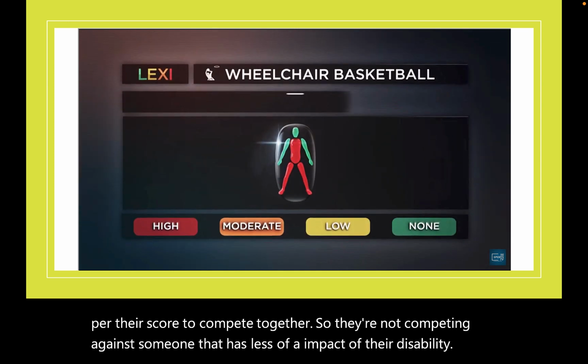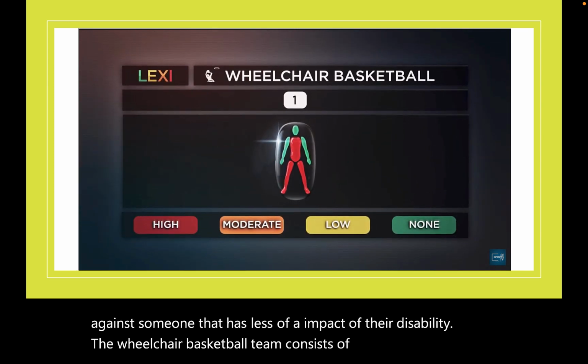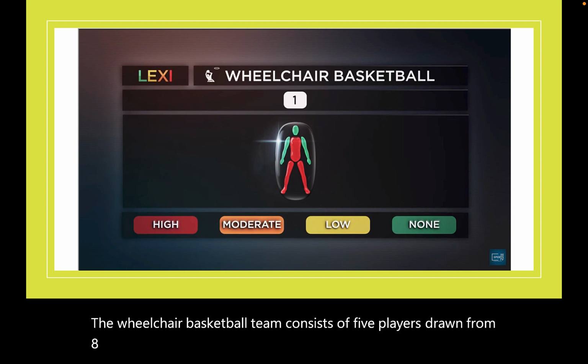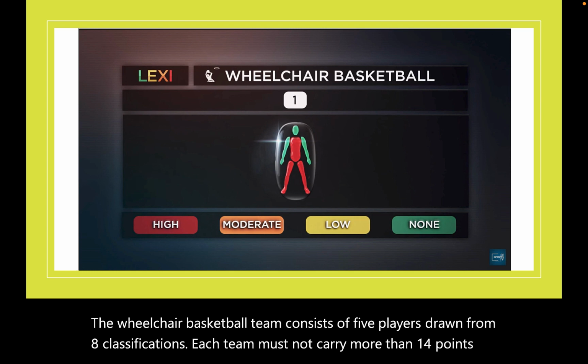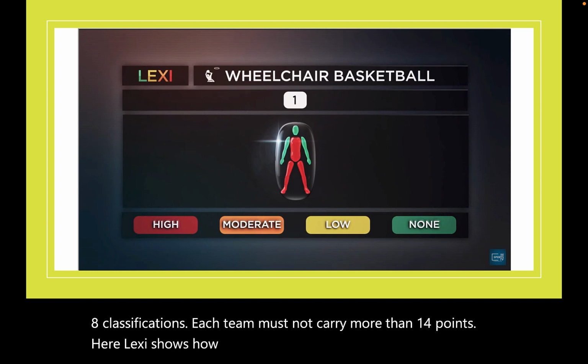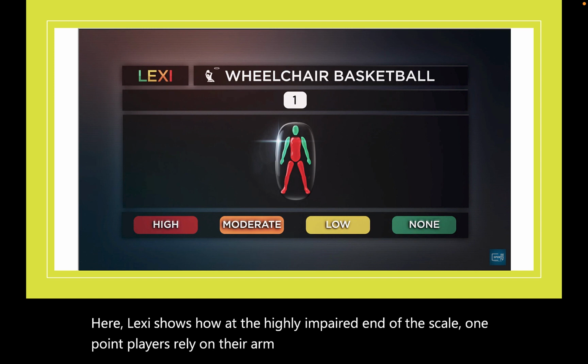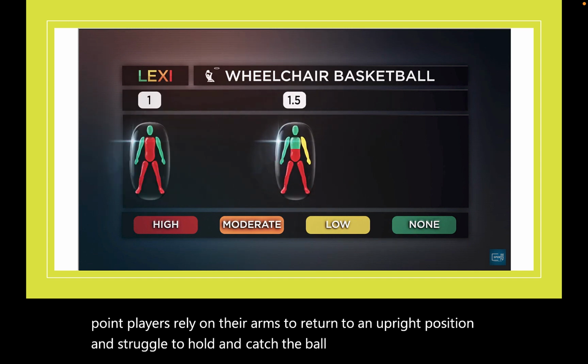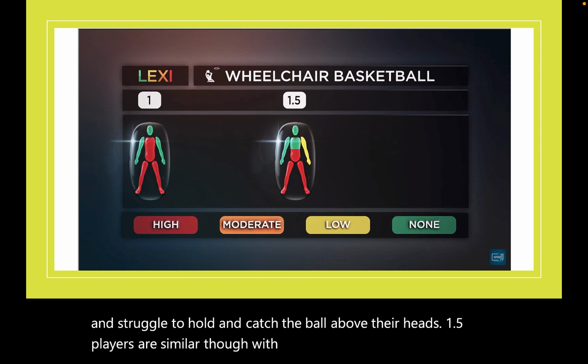A wheelchair basketball team consists of 5 players drawn from 8 classifications. Each team must not carry more than 14 points. Here, Lexi shows how. At the highly impaired end of the scale, 1-point players rely on their arms to return to an upright position and struggle to hold and catch the ball above their heads. 1.5 players are similar, though with slightly more function.